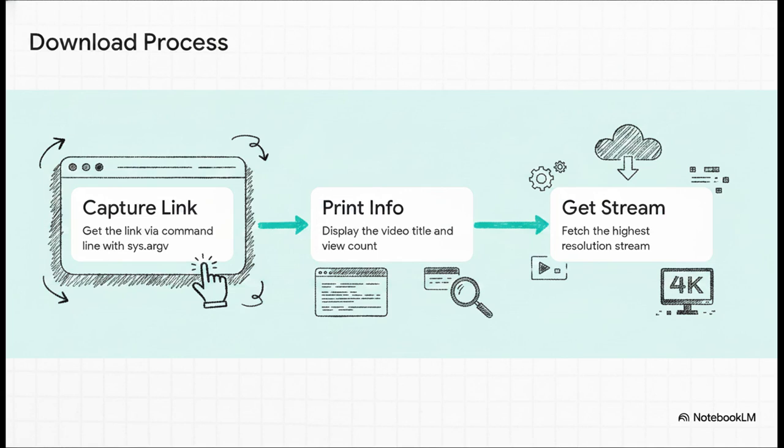First up, we import the sys module so we can capture the video link right from the command line using sys.argv. Next, we have the script print out the video title and view count to the terminal, really just to double check we grabbed the right video. Finally, we tell the script to fetch the highest resolution stream available, so you're getting crisp 4K instead of some pixelated mess, assuming you aren't running on potato internet, of course.